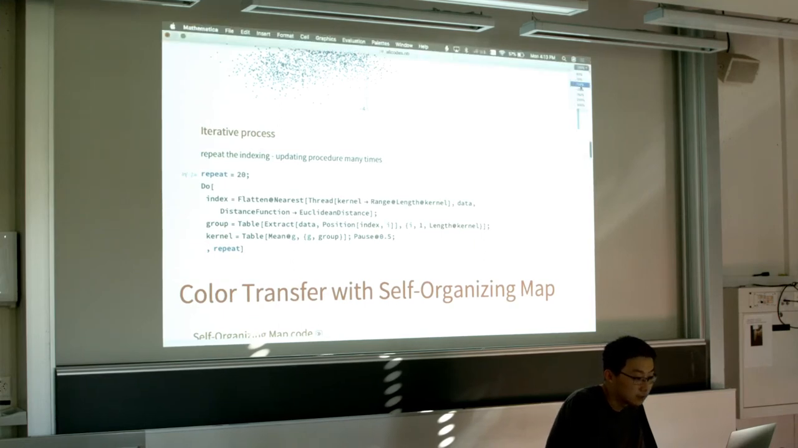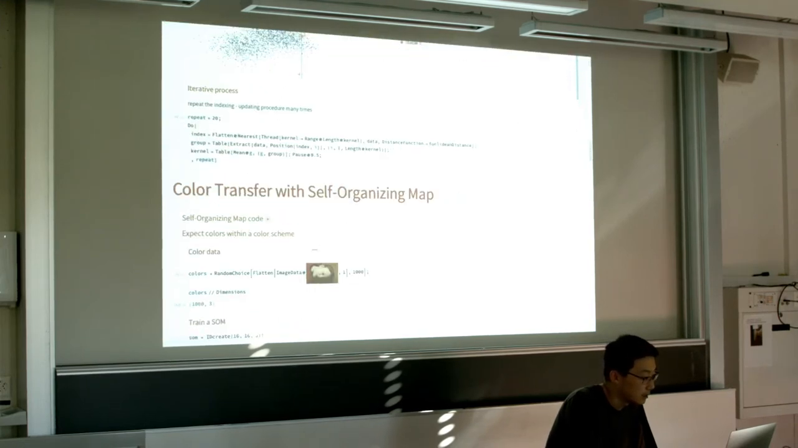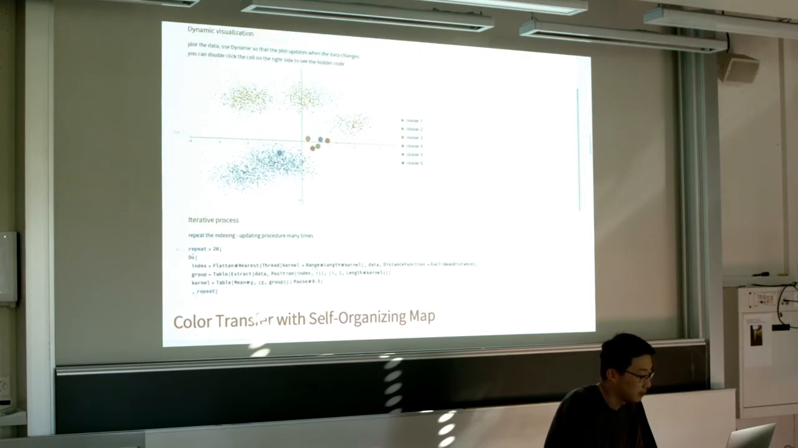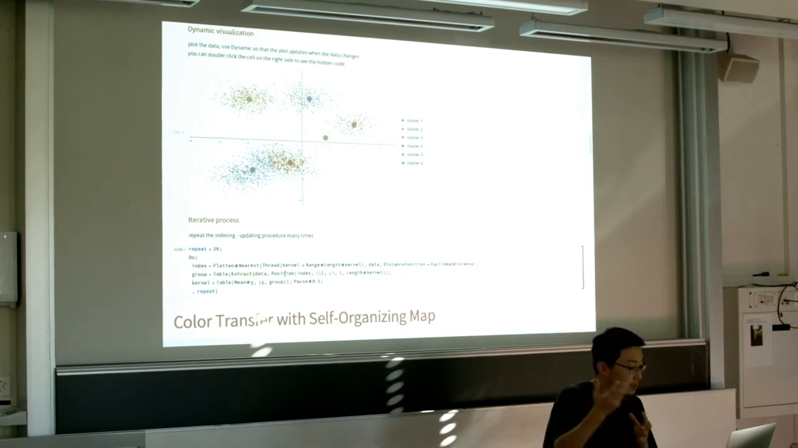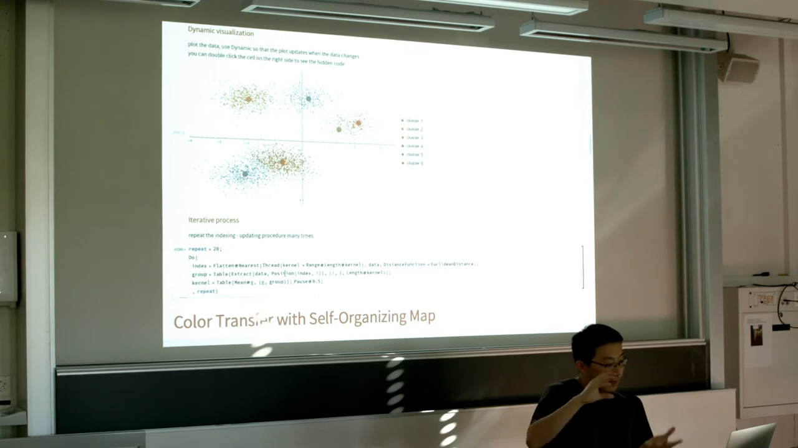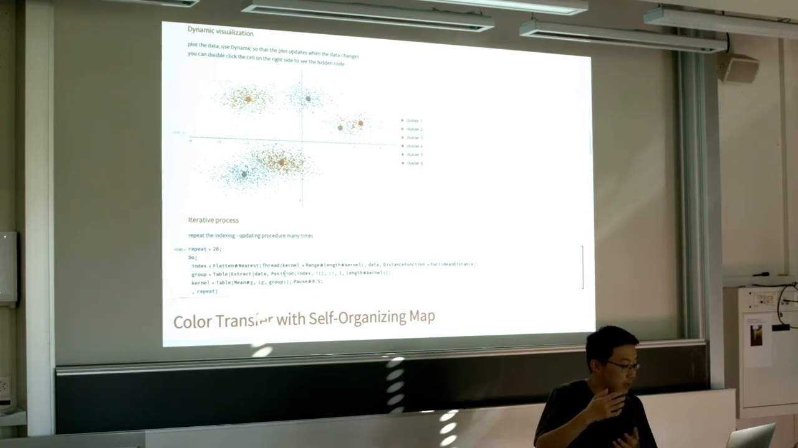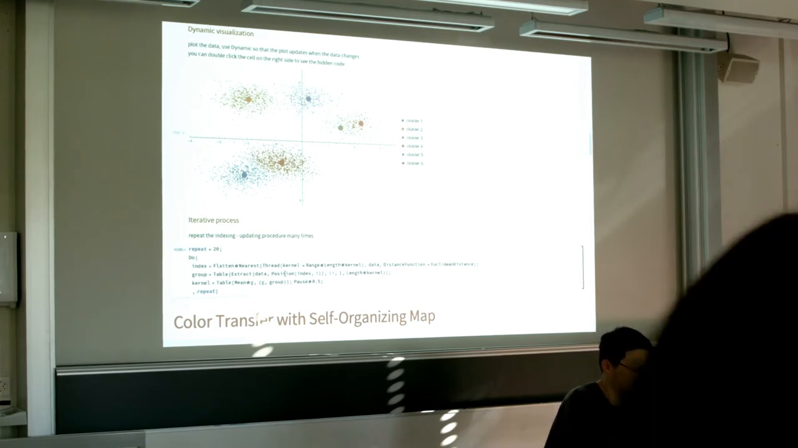I can run this iterative process for, let's say, 20 iterations. For each iteration, I will pause for 0.5 seconds so that it is slow enough for us to observe how things are changed. So if I run it here, you see that the center points are moving iteration by iteration, until in the end it becomes stable.